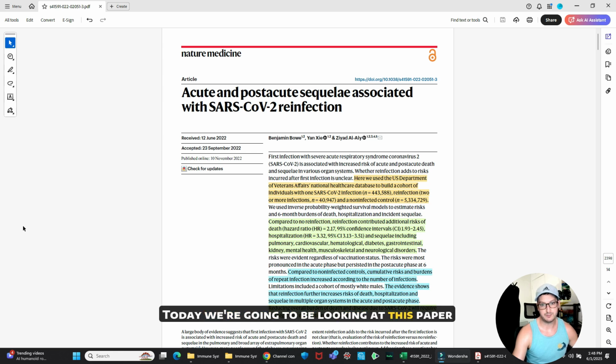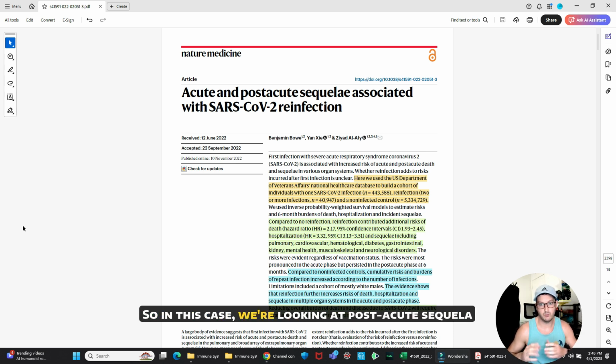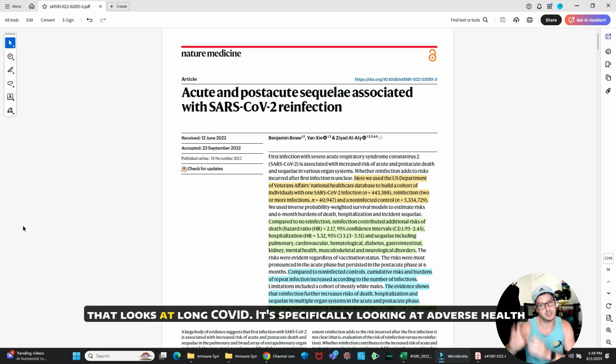Today, we're going to be looking at this paper that looks at COVID reinfections, looking at first infection, second infection, third infection, and then the development of any sequelae. So in this case, we're just looking at post-acute sequelae as a morbidity complication, a health complication that occurs after the infection. This is not going to be a study that looks at long COVID.